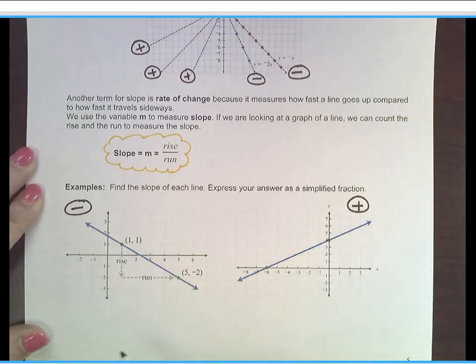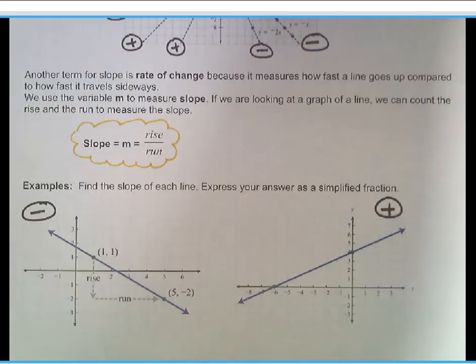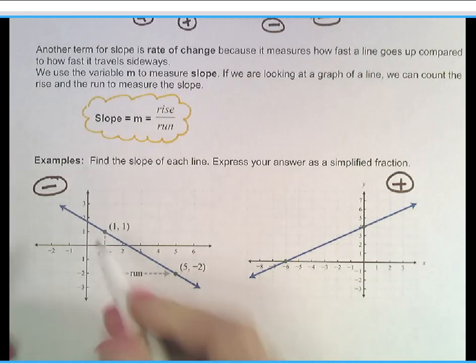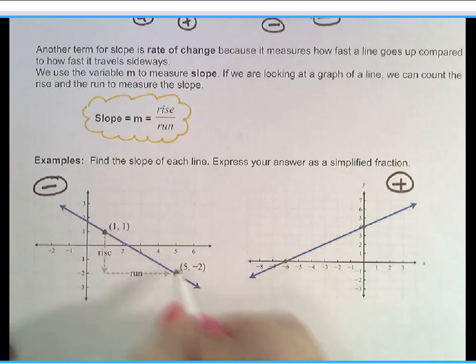So then what you want to do is pick 2 points, and try to pick points that fall on nice grid lines. I wouldn't want to pick this y value because I don't really know what that is. Let me zoom in a little bit. I'm going to pick 2 points that are on noticeable grid lines. So this one is the point (1, 1), and this one is the point (5, -2).